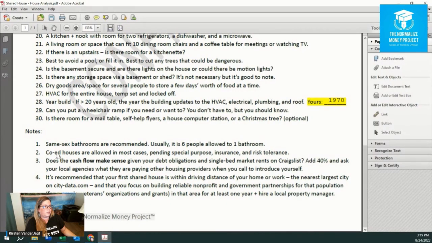Co-ed houses are allowed in most cases, pending the special purpose, the insurance, and then your own personal risk tolerance. And so you need to pay attention to that, of course, depending on the population that you're serving. Could it be a co-ed house?